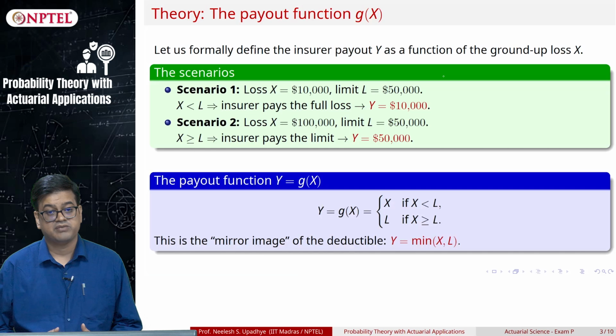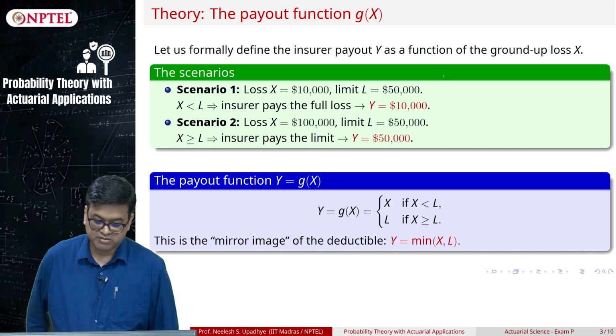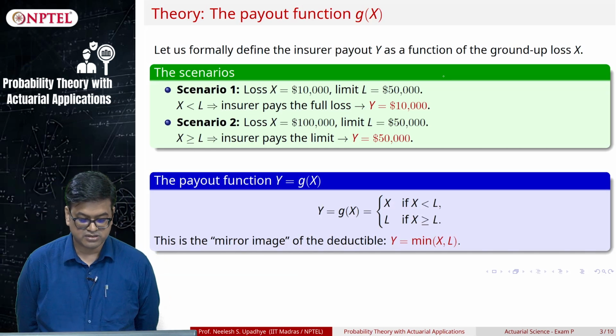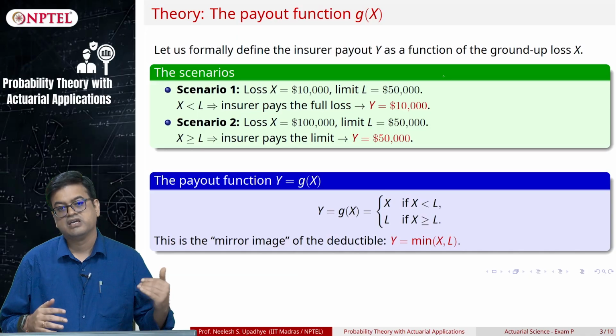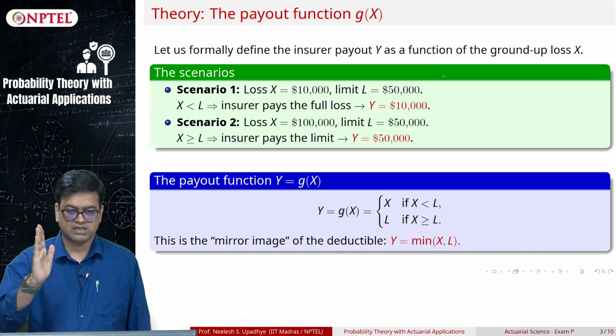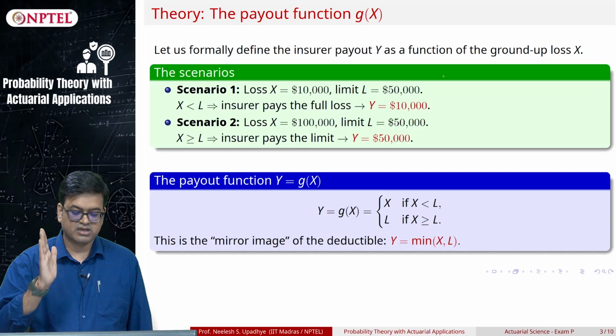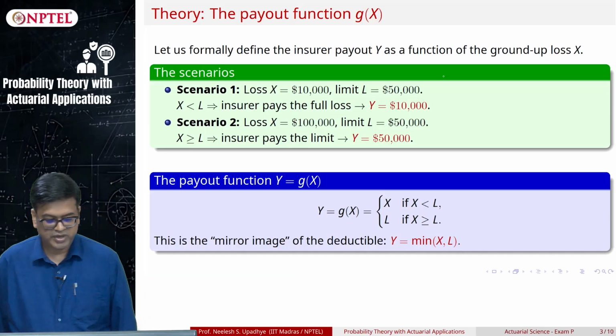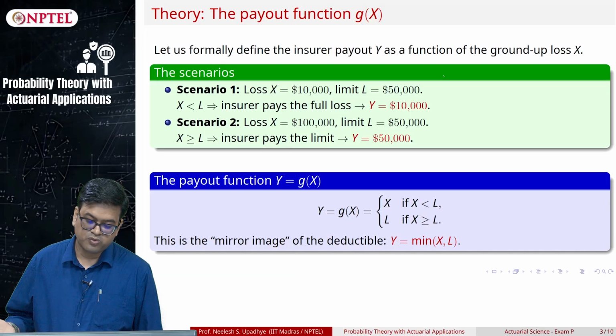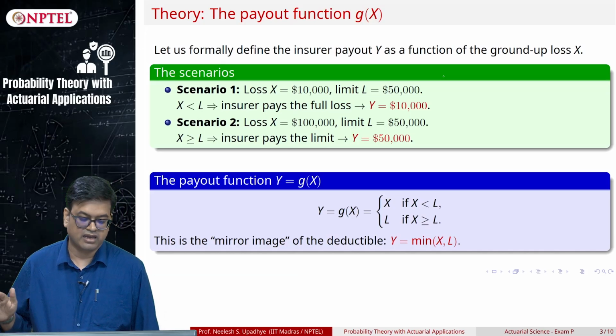How can you define it mathematically? This is the mathematical definition of the payout function: Y equals g(x), and this g(x) is defined piecewise. It will be x up to a certain value, and that threshold is called L, or the limit. So, for x less than L you will pay x, and for x above L you will always pay L.